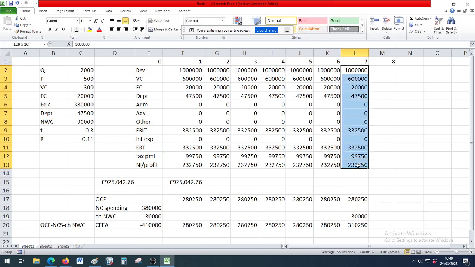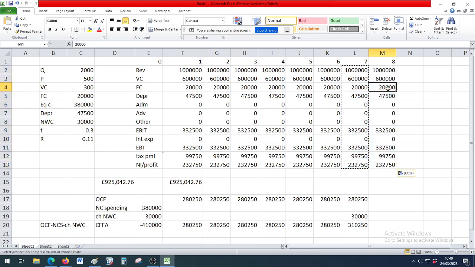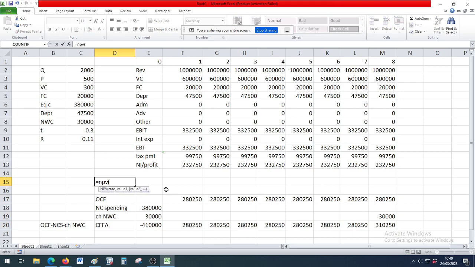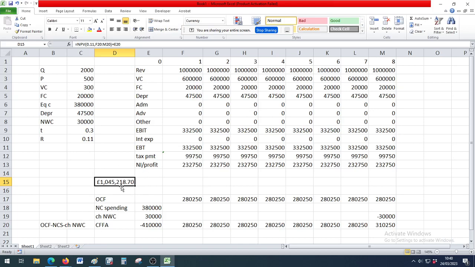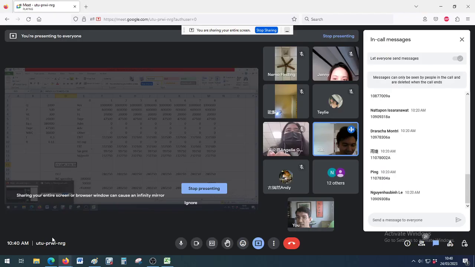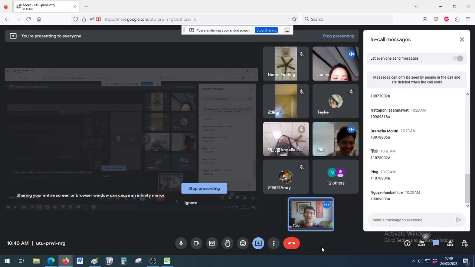So let's make it 8 years. Control C, Control V. I don't know how I missed it here, 8 instead of 7. So let's move this number here, this formula here, and this formula here. Let's recalculate NPV equals NPV, open the brackets, 11%, values from the 1st to the 8th, plus the original cost here. Okay, right, so originally I did put the correct answer here. Thank you, Ricky. You found the mistake here today. Thank you for your explanation. Great, we help each other.